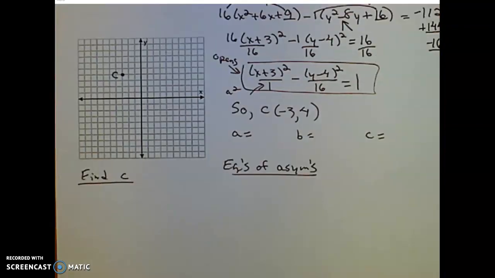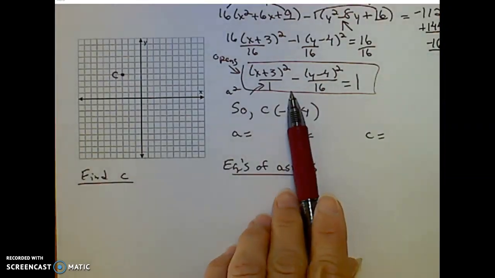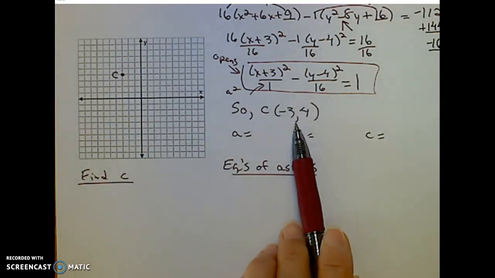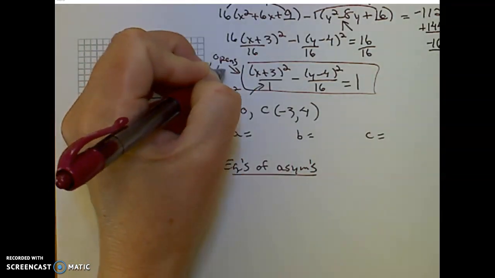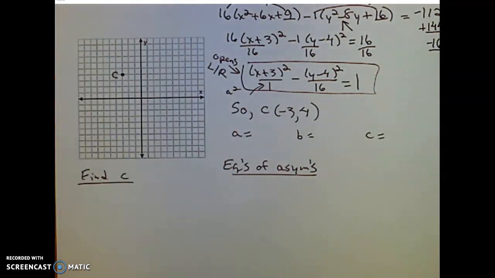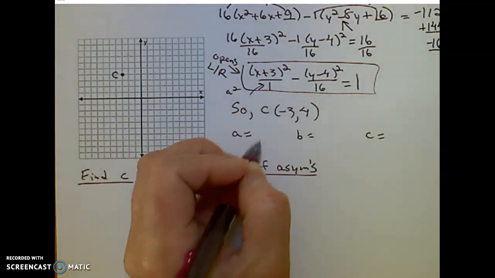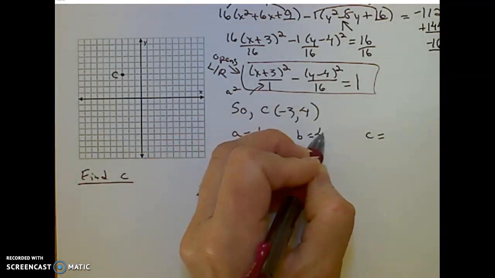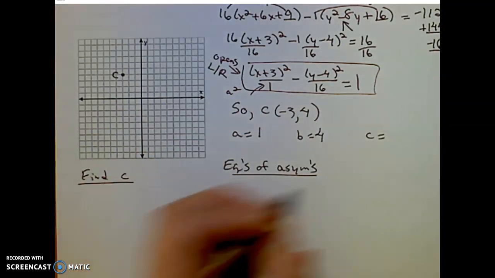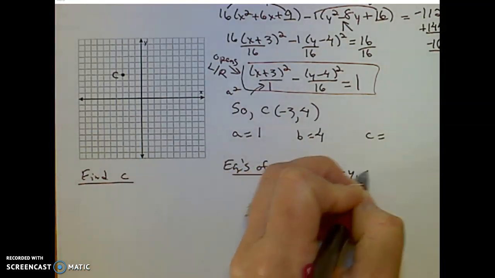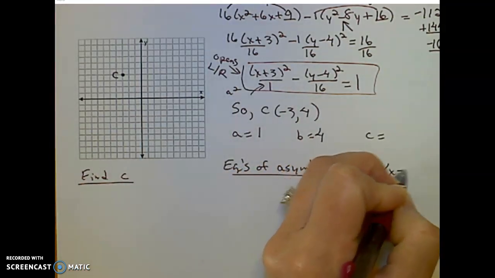Okay, please check your work with mine. I get this standard equation. So I know the center is -3, 4. Since my x squared term is positive, I know that this, like the x-axis, opens left, right. This is always a squared, so a is 1, b is 4, eventually we'll find c. Right now I'm going to ask you to find the equations of the asymptotes. Y minus y1 is equal to the slope times x minus x1.